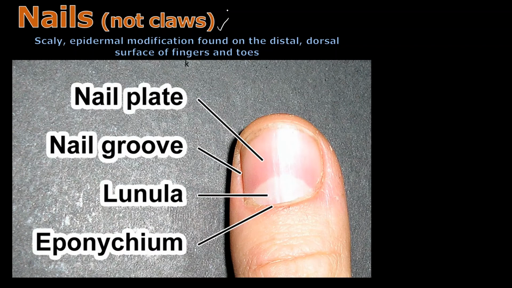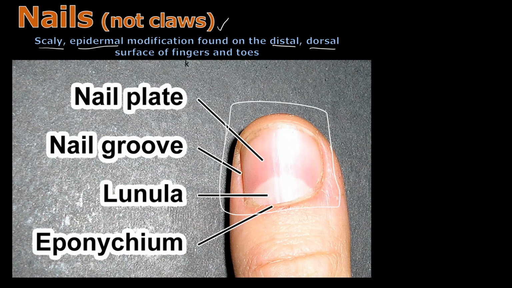So what is a fingernail? What is a toenail? Well, it's just as it says here, a scaly type of epidermis found on the distal, that would be the end portion, right? Just the ends. Dorsal, just the back. It's not fully wrapped around the fingertip. Fingers and toes. So the fingers and toes on their distal dorsal surfaces will have this very hard, very scaly modification. And of course, it's about protection, protection, protection.